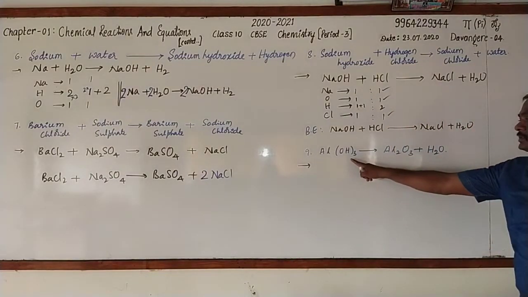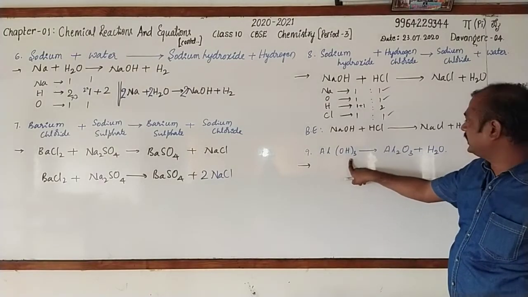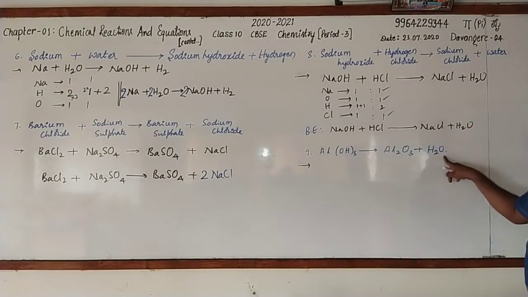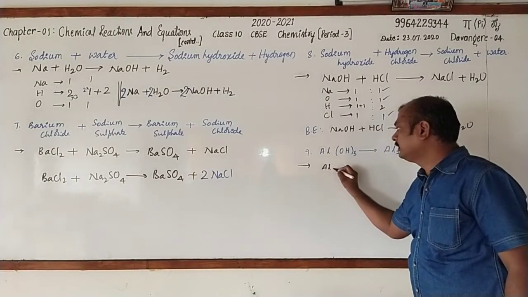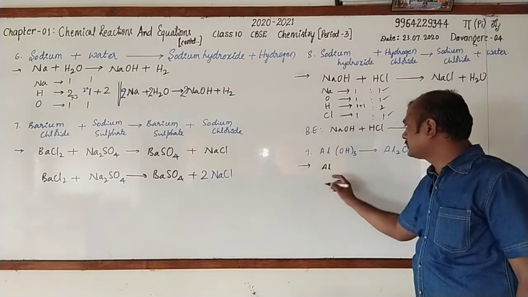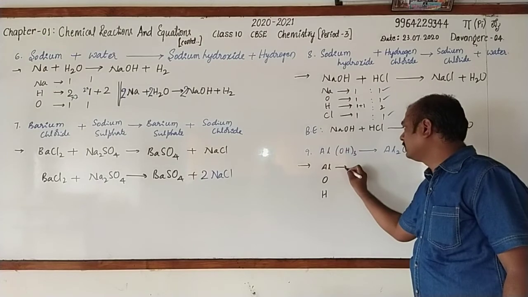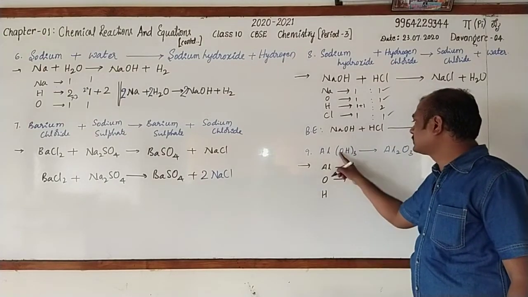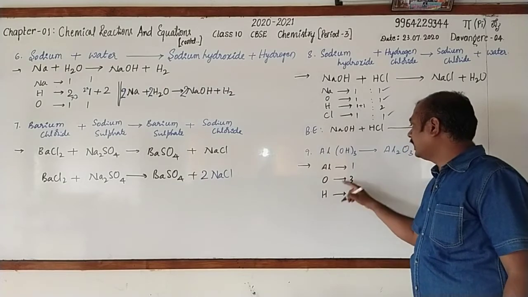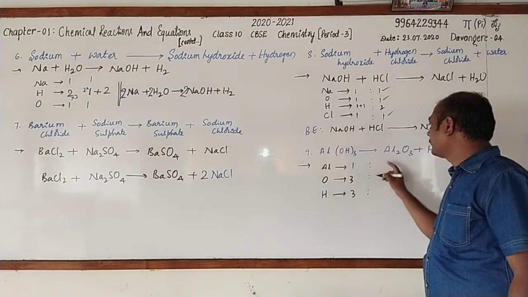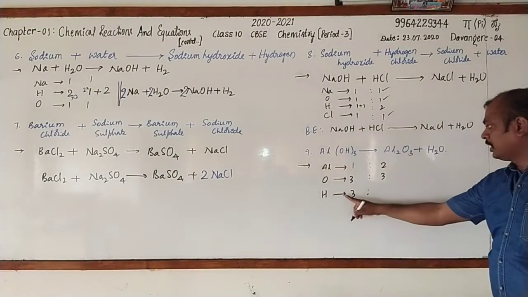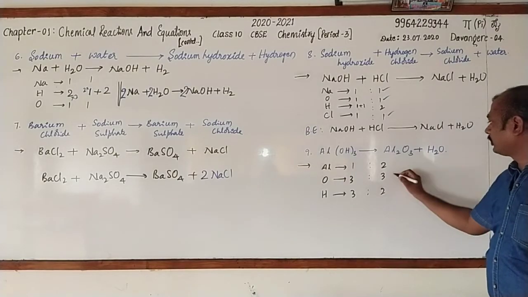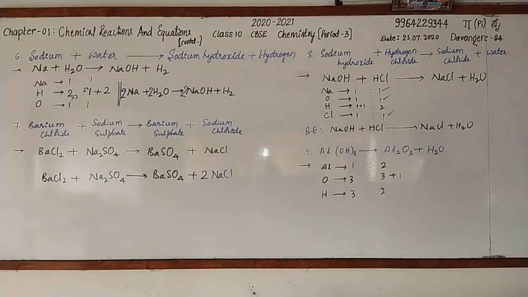Observe. This is aluminum hydroxide. It gets split up into aluminum oxide and water. How do you go for balancing it? Let us go for listing the number of atoms of each element. Here is aluminum, oxygen and hydrogen. Aluminum how many? 1. Oxygen 3 is there. Hydrogen 3. Next, aluminum here 2. Oxygen 3. Hydrogen 2. And one more oxygen is here. It is 1.